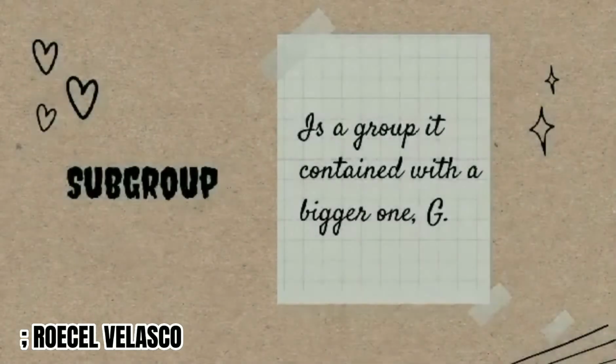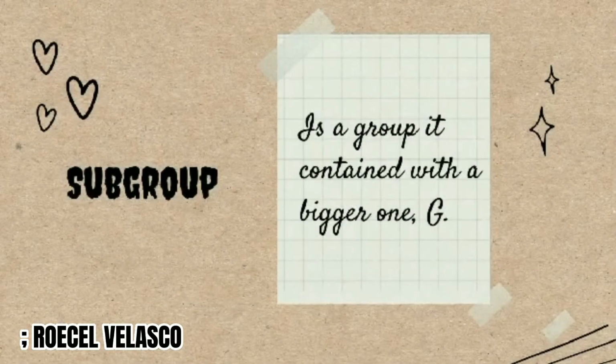A subgroup is a group contained within a bigger one, G. A subgroup of a group G is a subset of G that forms a group with the same law of composition. For example, the even numbers form a subgroup of the group of integers with the group law of addition.